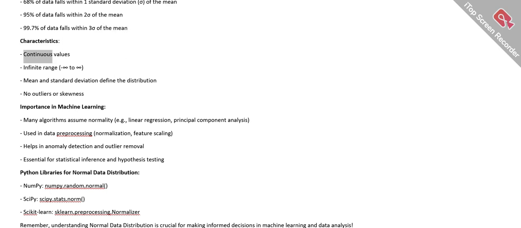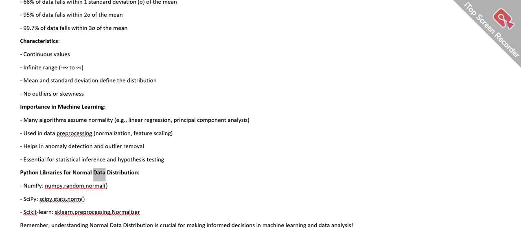Characteristics: continuous values, infinite range, minus infinity to infinity. Mean and standard deviation define the distribution. No outliers or skewness. Importance in machine learning: many algorithms assume normality, for example linear regression and principal component analysis. Used in data pre-processing, normalization, feature scaling. Helps in anomaly detection and outlier removal. Essential for statistical inference and hypothesis testing.